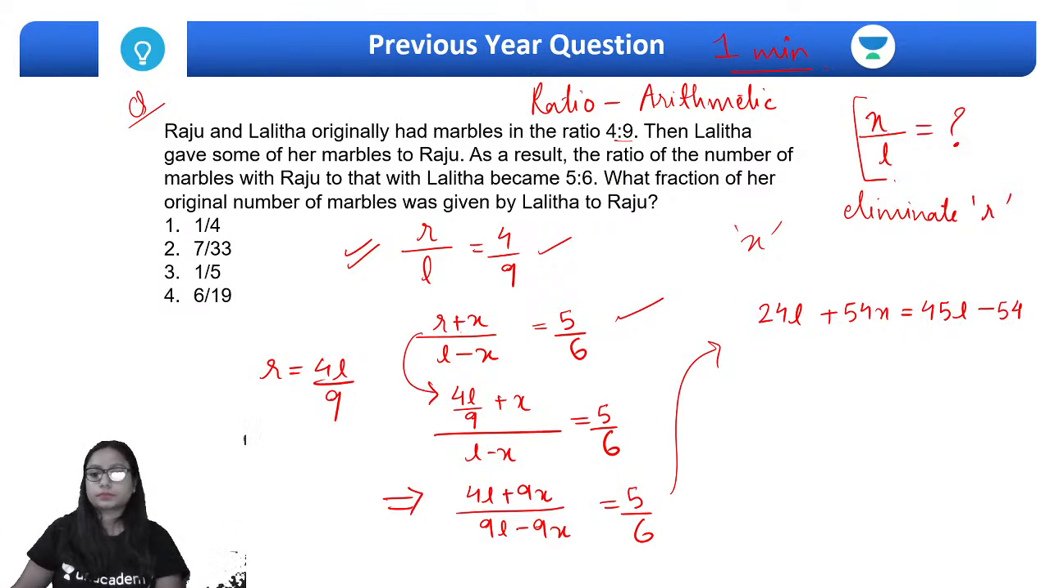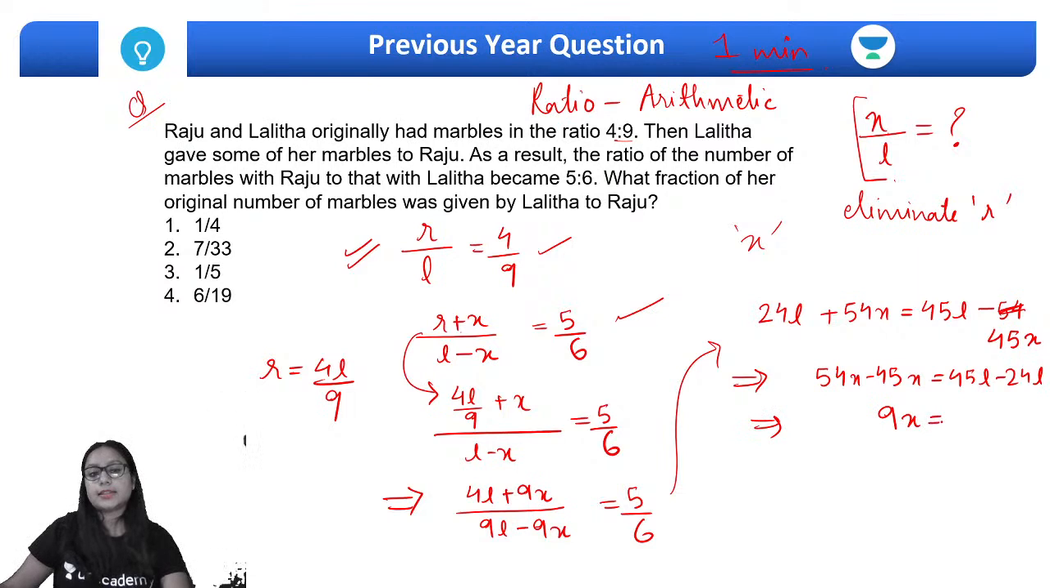Sorry, 45. This is minus 45X. Alright. So if I simplify this, I will get 54X minus 45X is equal to 45L minus 24L. So this is actually 9X is equal to 21L. So from here I get the value of X by L as 21/9.